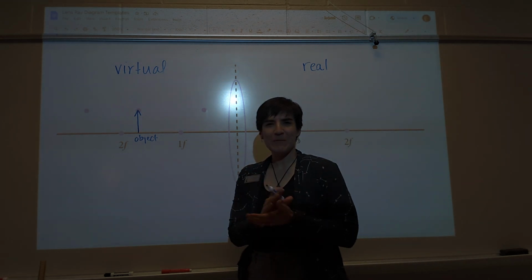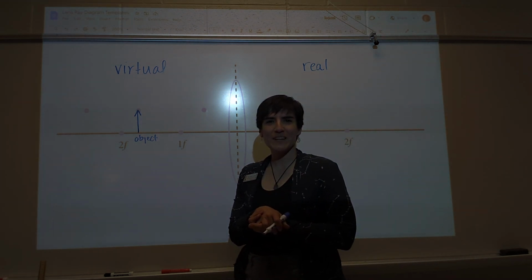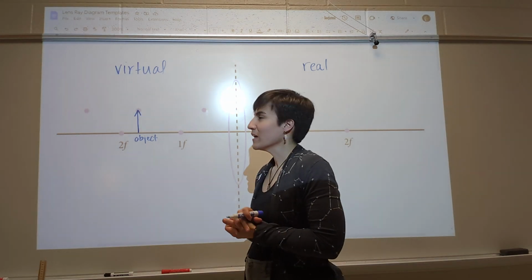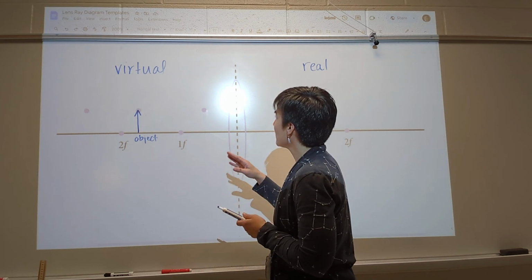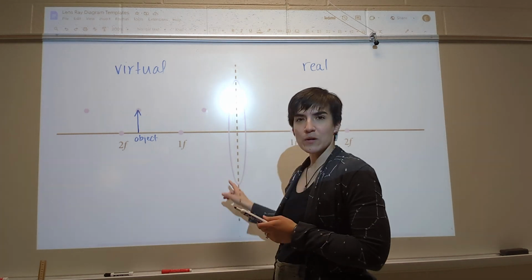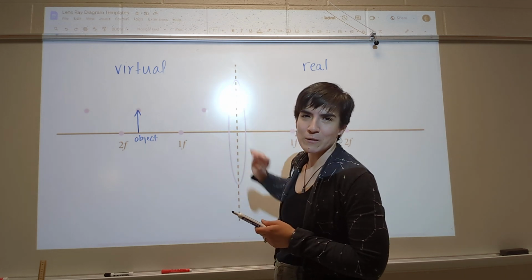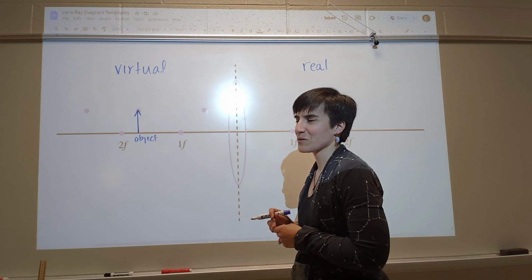All right, everybody, hello. I'm going to go over how we draw ray diagrams, specifically for this convex/converging lens. You have this lens right here, thicker in the center, thinner on the top side. I'm sorry about this big bright spot. I'll do my very best to help you see what we're looking at.